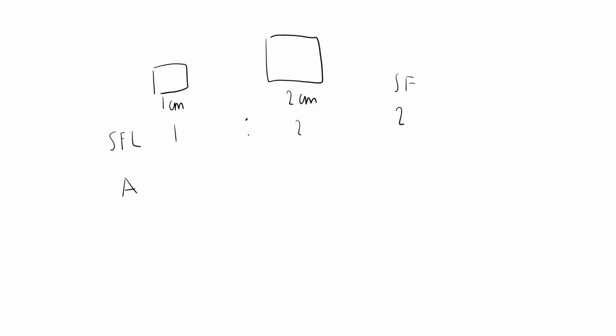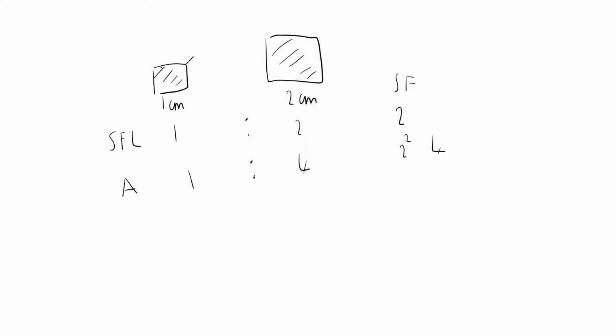Let's have a look at the areas. Well, the area of this square, if it's 1 centimetre, 1 times 1 is 1. And the area of the larger square would be 2 times 2 is 4. So 4 divided by 1 is 4. So what we've done is we've squared 2, and we've got the scale factor for the area.